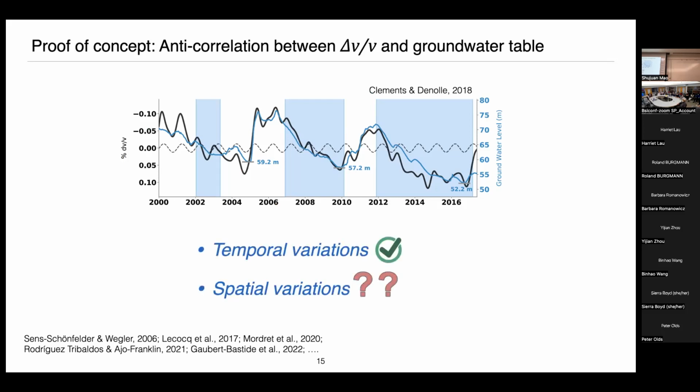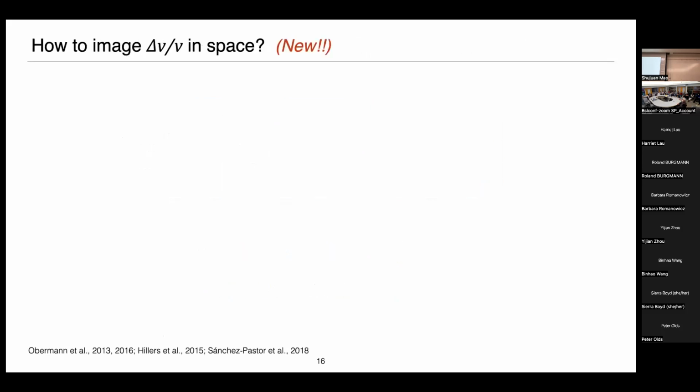However, as I just mentioned on that slide, one important assumption for this traditional seismic interferometry is that the medium perturbations are homogeneous in space. In other words, they were only able to calculate the temporal changes of delta V over V, not the spatial perturbations. But needless to say, if we really want to know how the physical process is involved in the subsurface, the spatial variations would be key. So in our study, we go one step further to push this seismic interferometry to a new level by also imaging delta V over V in space.